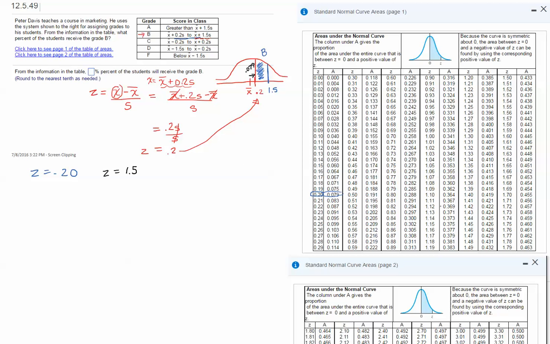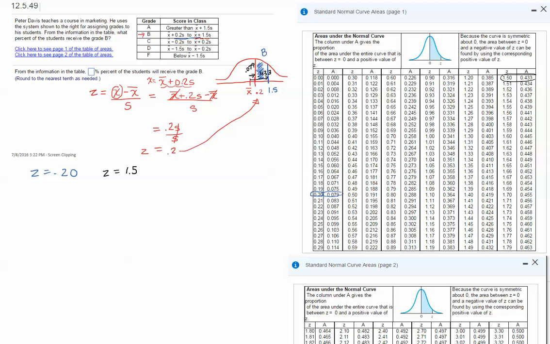Next, we're going to look up the second z-score, which is positive 1.5. So 1.50 is up here, and it has an area of 0.433. Again, that's going from the mean all the way to the line at 1.5, and that whole area is 0.433.